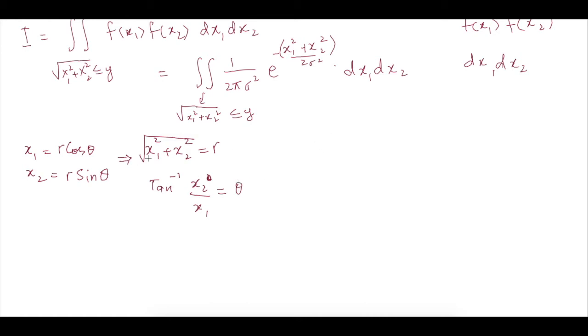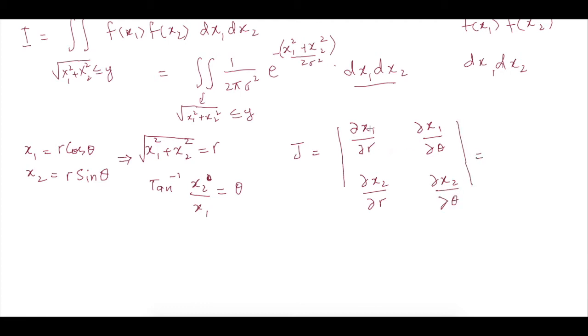Since we are using the transformation of variables for two variables here, we have to use the Jacobian. So the Jacobian J is equal to the determinant of partial x1 over partial r, partial x1 over partial theta, partial x2 over partial r, partial x2 over partial theta. What is this entry? This is cos theta. What is this one, with respect to theta? This is minus r sin theta.